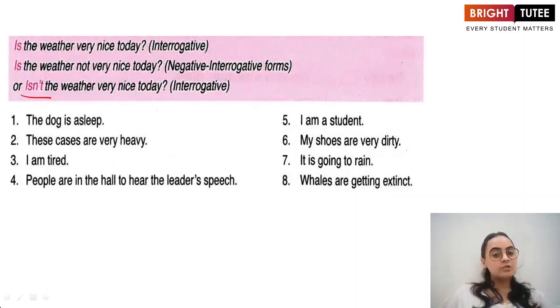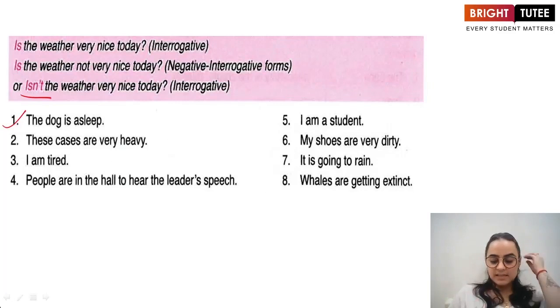Now there are in total 8 sentences. I'm going to discuss the first 4 with you. Since I do not have ample space, I'm simply going to discuss these with you orally. So the dog is asleep, positive. Negative, the dog is not asleep. Then comes, is the dog asleep? And the negative interrogative becomes, isn't the dog asleep? So this was the first sentence.